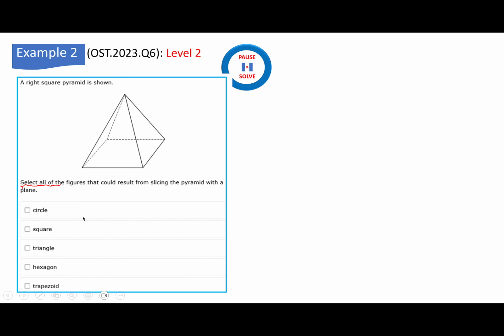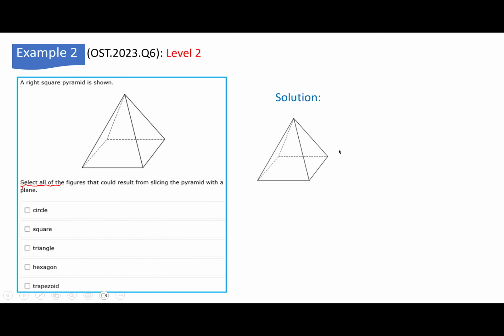You will never get a circle. Square, possibly. Triangle, possibly. Hexagon also is impossible to get. Trapezoid is very possible. Let's see what we can do here. So here's my thing. I'm going now to slice it with a plane that is parallel to the bottom. This is a horizontal plane. I get a square. So that's one of the answers.